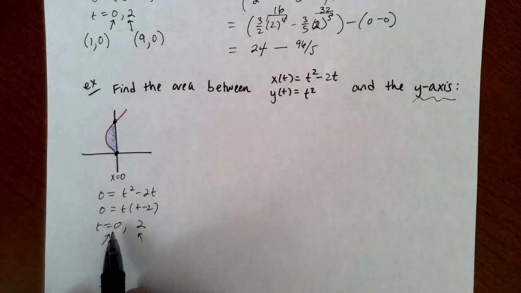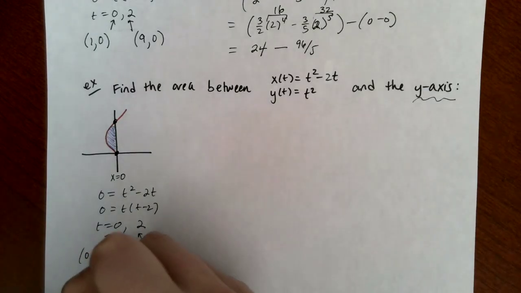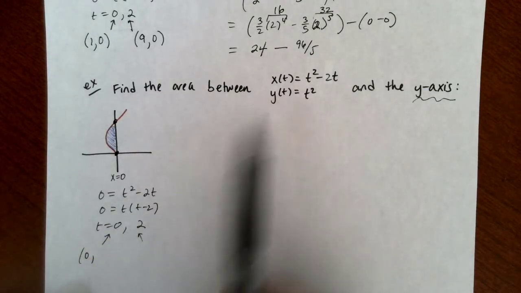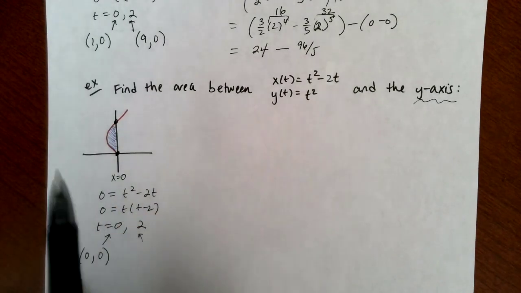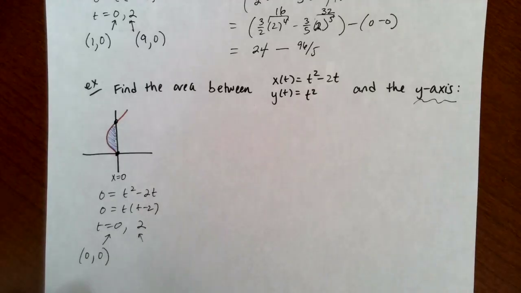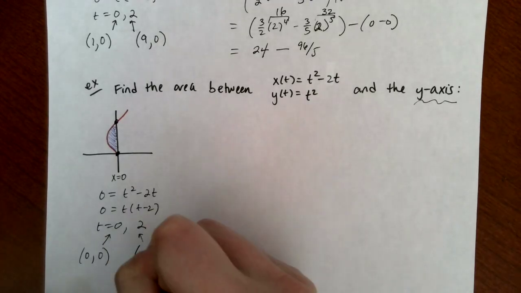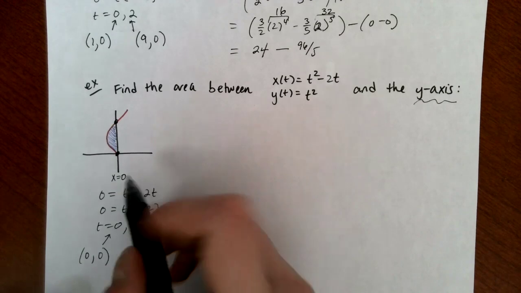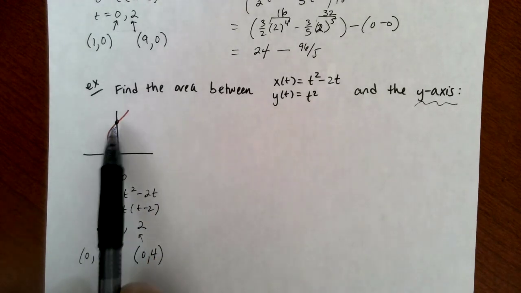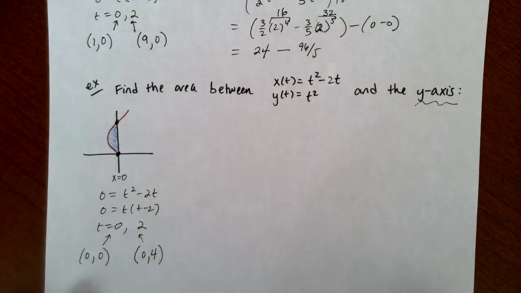So at t equals 0, the x is 0 and the y is 0 squared is 0. So that's this point right here, 0, 0. Makes sense given the image. And then when t equals 2, the x value is again 0. The y value would be 4. So 0, 4 is this point up here.